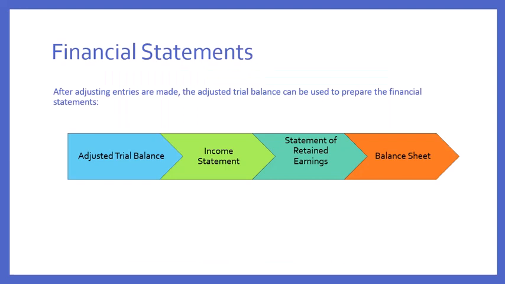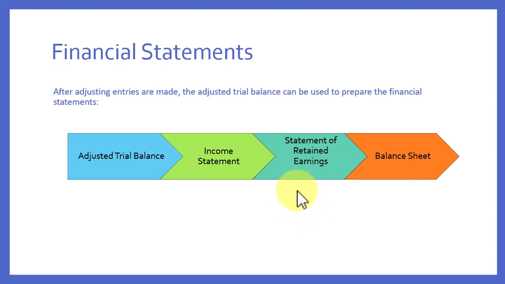All right, and after all those adjusting entries are made, we have that adjusted trial balance, and from that adjusted trial balance, we can prepare the financial statements. We always start with the income statement. Revenues minus expenses gives us net income. We then move to the statement of retained earnings. Beginning retained earnings plus net income minus any dividends or withdrawals by the owners equals ending retained earnings.